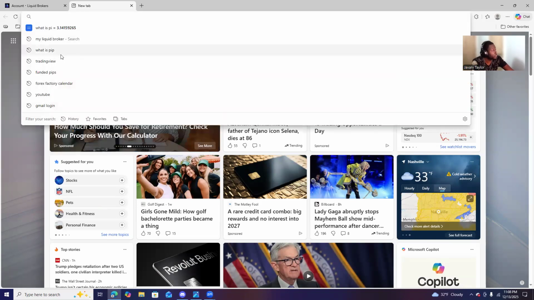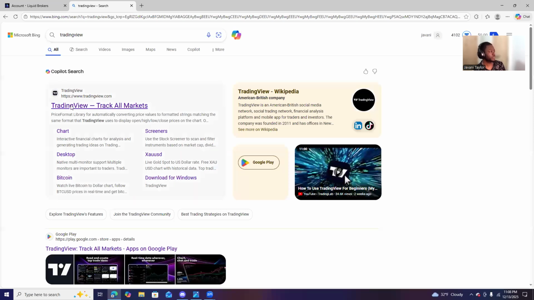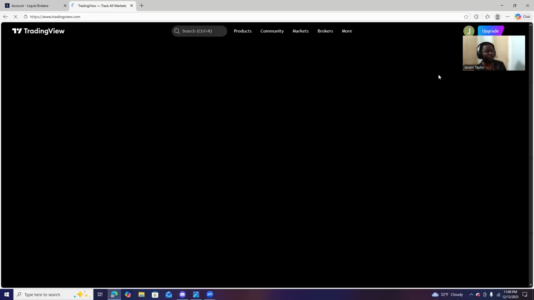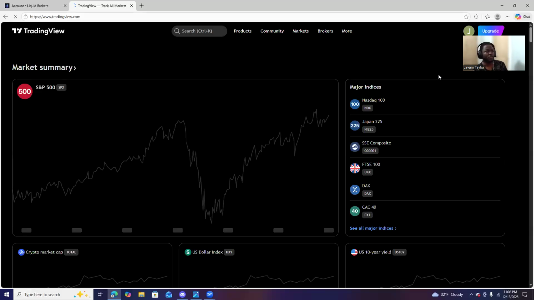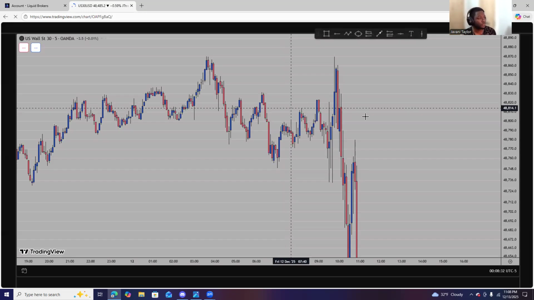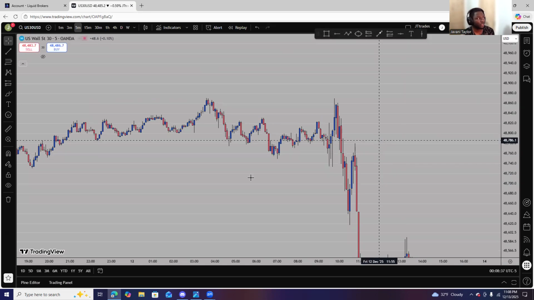You don't need to download the app because you can always just go on the internet and search for TradingView. But to keep whatever markup you have on your chart, you're going to have to log into your email to be able to keep your chart history.